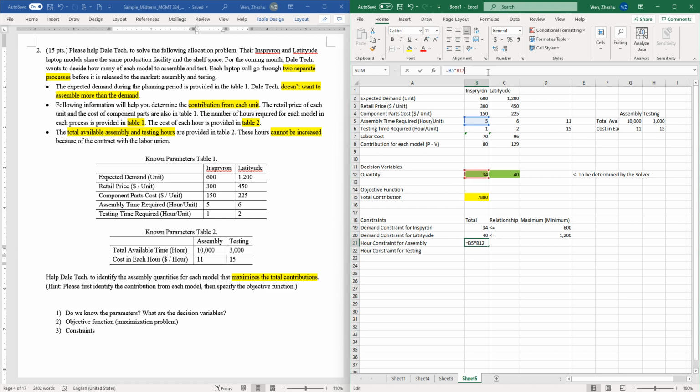Okay, and you also need to add it. It's not the end. Okay, we need to keep adding it. So this many multiplied by this hour for each unit. So that will basically give you a calculated result for all the hours that went into the assembly. Okay, so it's the same with the testing hour. I'm going to do that a little differently with a sum product.